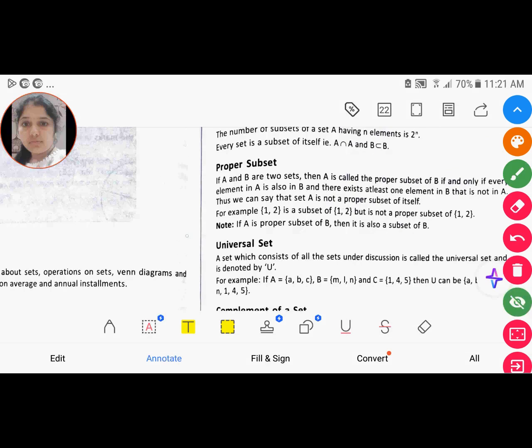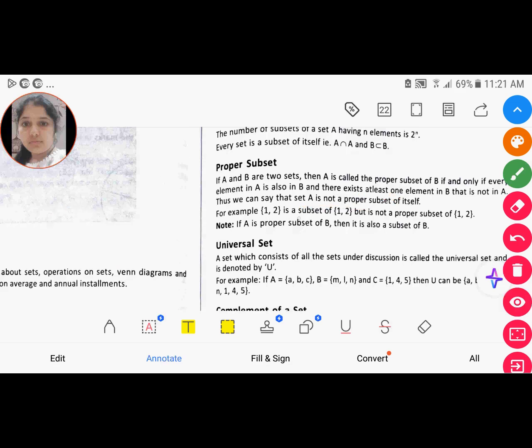Now see, A is said to be the proper subset of B only when all elements in A are there in B. Okay, then they are called proper subsets of each other. If B has at least one element uncommon, then it is known as a proper subset, otherwise not.